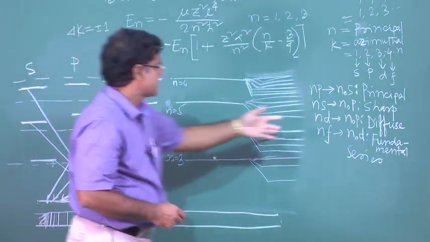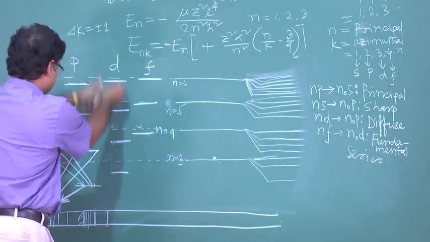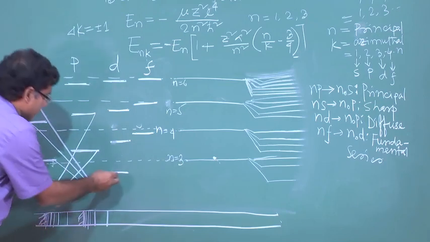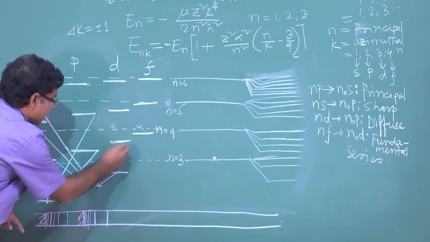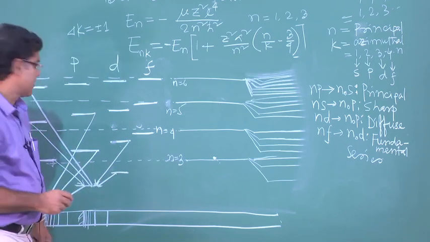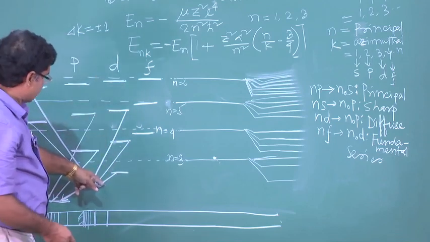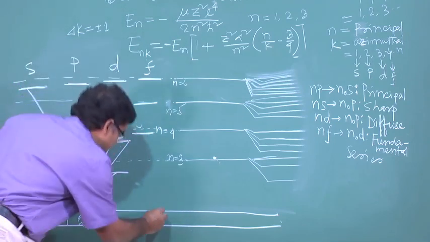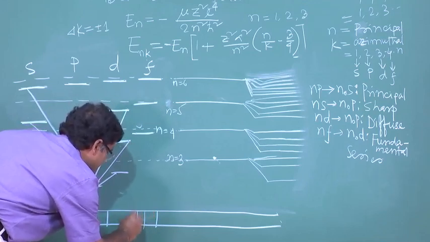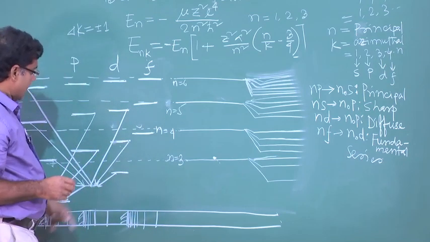Similarly, there is another series, D to P. These are the D energy levels, and this is the lowest P. So, I will get this transition, this transition, this transition, etc. Again the wavelength will decrease towards the limit, so I will get another series, and then the series limit.